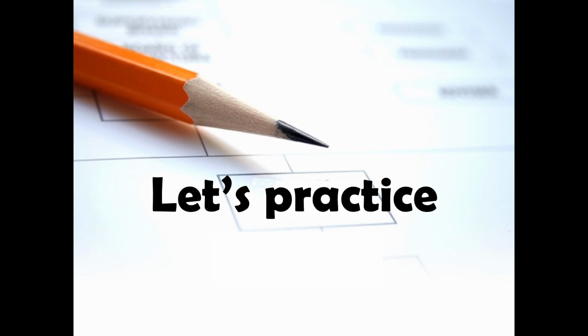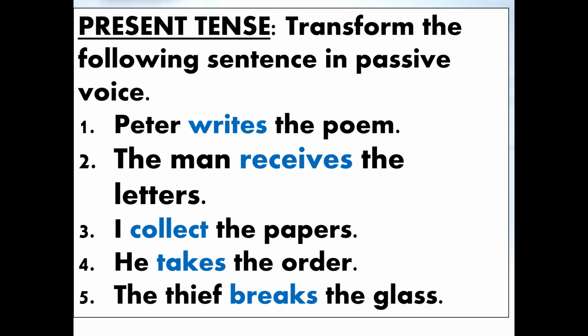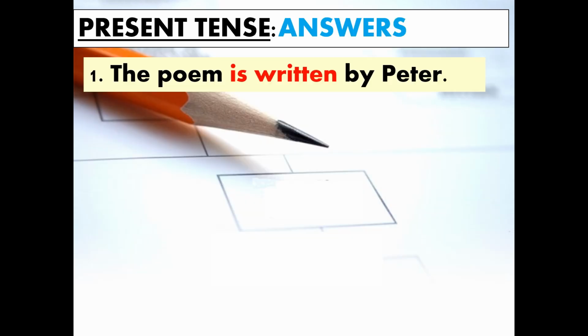Let's practice more. So these are all in present tense. So how are you going to transform this one into passive? So how did you know that these are all in present tense? Try to look at the verb. By just looking at the verb, you will know that these are all in present tense. Okay, so you're given 2 minutes to work on this. You can pause the video and then answer. If these are your answers, then you've got it all correctly.